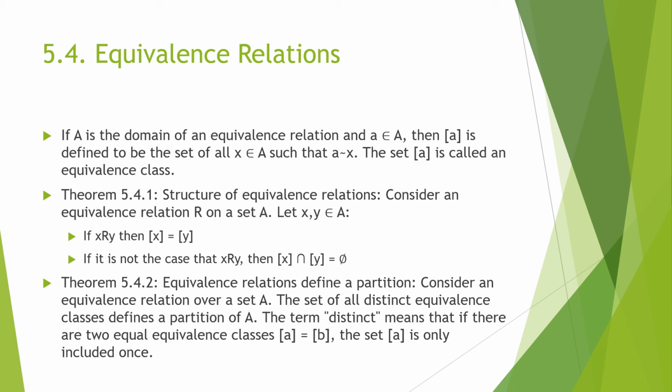There are two important theorems that are not hard to prove. The first one says, if you have an equivalence relation like R on a set like A, and x and y are two arbitrary elements of the domain A, then if x is related to y, you can say the equivalence classes of x and y are equal. And if x is not related to y, then the equivalence classes of x and y are disjoint, which means their intersection is equal to the empty set.